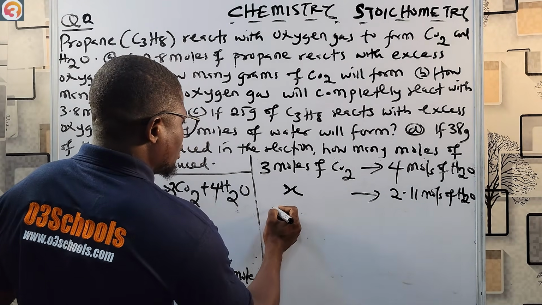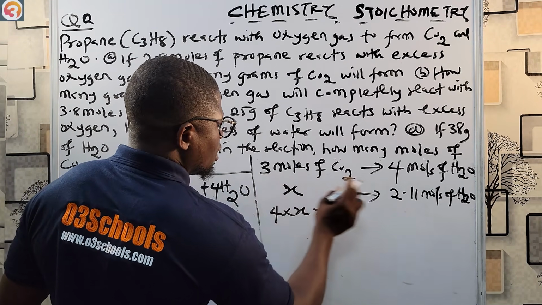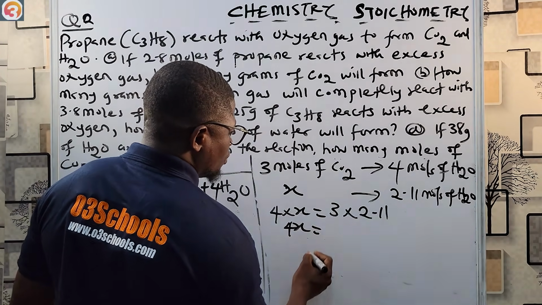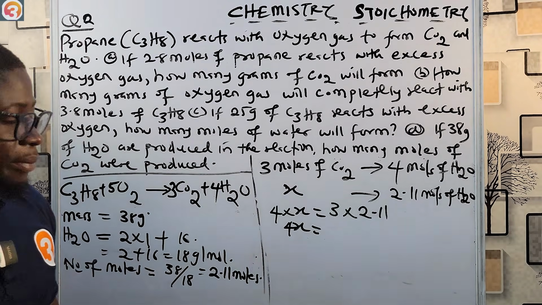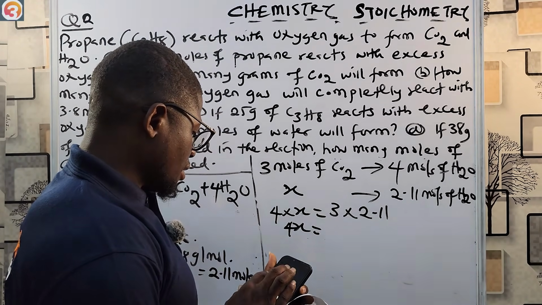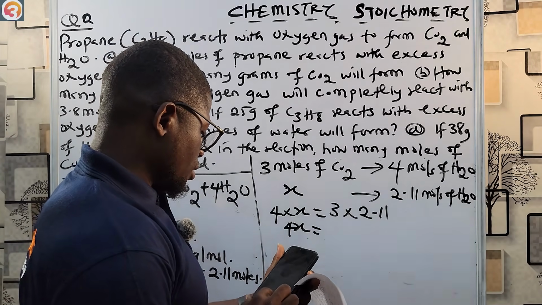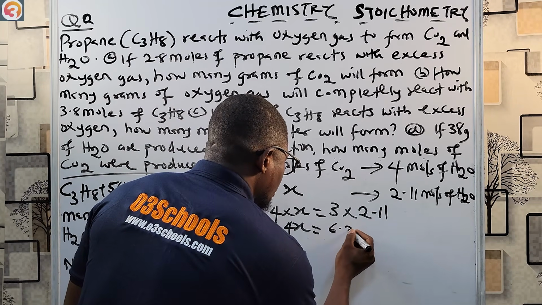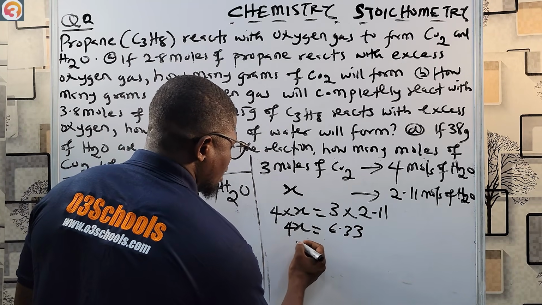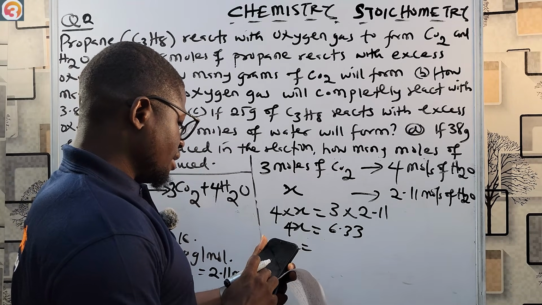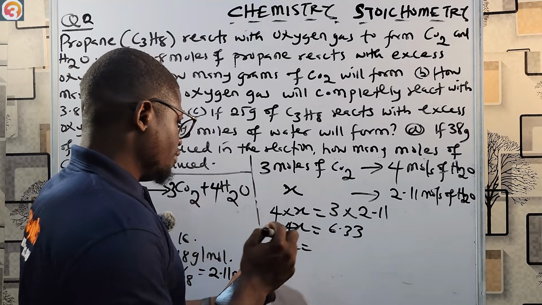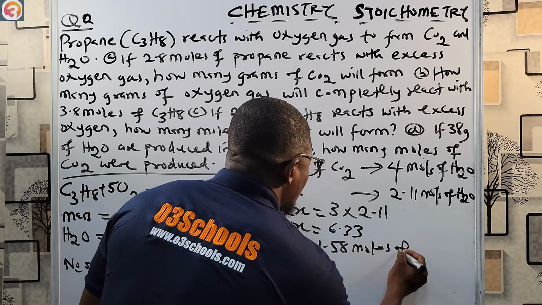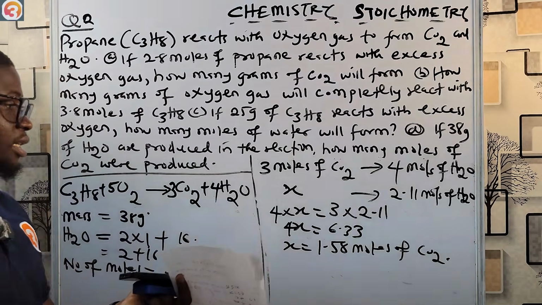What we do is cross multiply. 4 times x is equal to 3 times 2.11. So 4x is equal to 2.11 times 3, which gives us 6.33. We're looking for x, so divide both sides by 4. x will be equal to 6.33 divided by 4, which gives us 1.58 moles of CO2. So this is very, very simple.